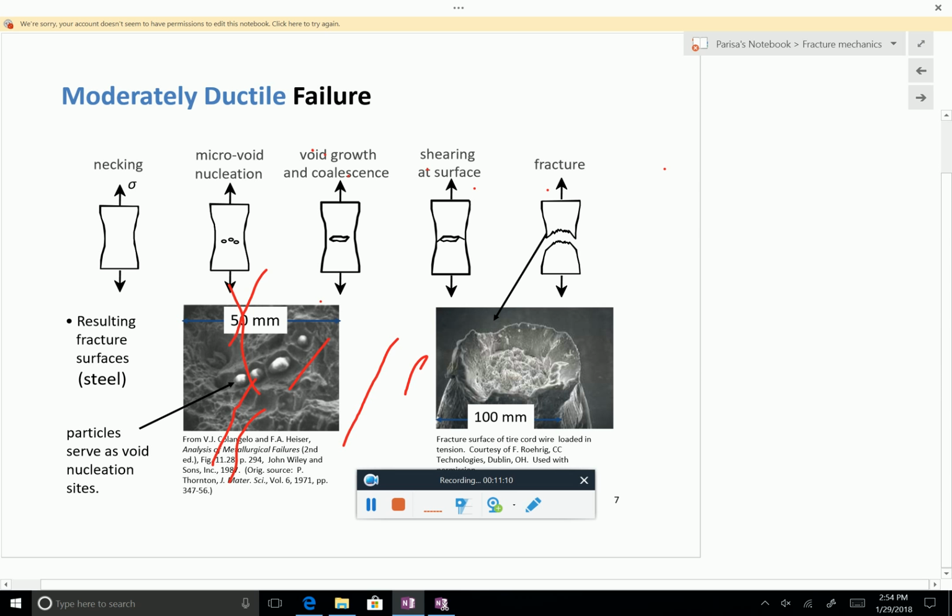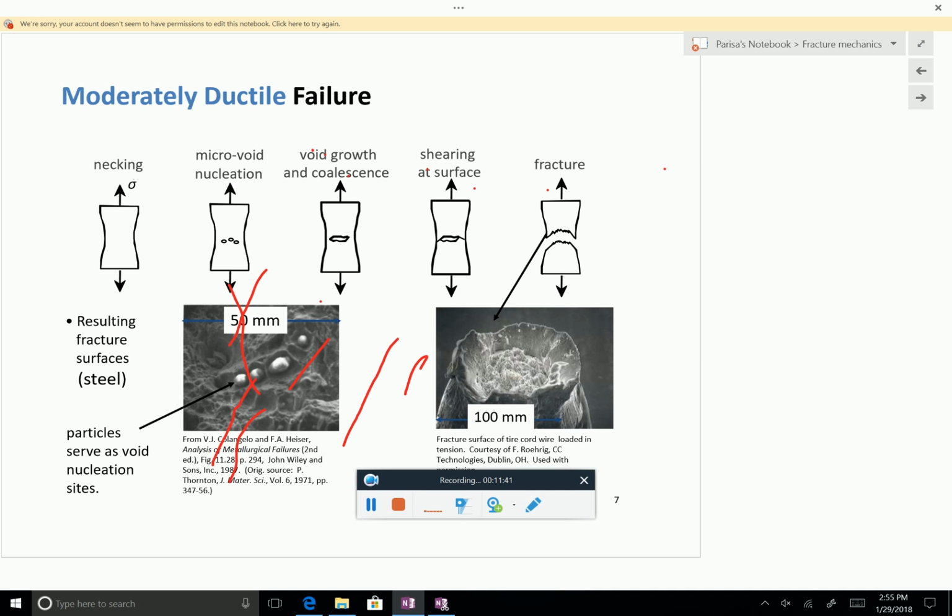So you see that you will have some micro cracks, micro voids here, and then after a while, these voids join together, they become larger, and then when they are very large, somehow towards the end, you see that you have shear failure to the surface. And that's why it is at 45 degrees, because it doesn't go perpendicular to the loading, it goes at 45 degrees.